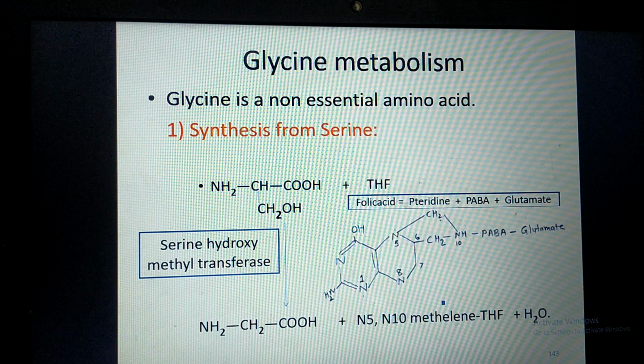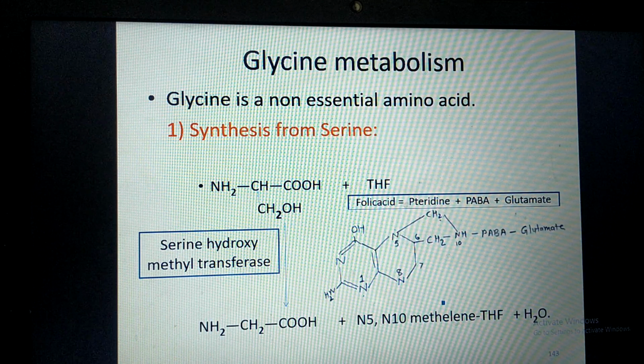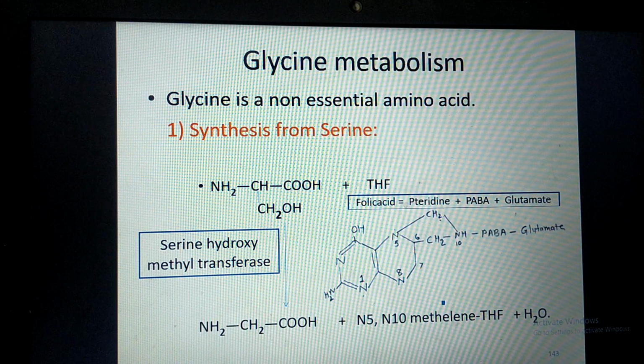Now in this case the group CH2OH is removed. This CH2 group is accepted by a coenzyme called tetrahydrofolic acid, THF. This tetrahydrofolic acid is made up of three compounds: pteridine, PABA and glutamic acid.